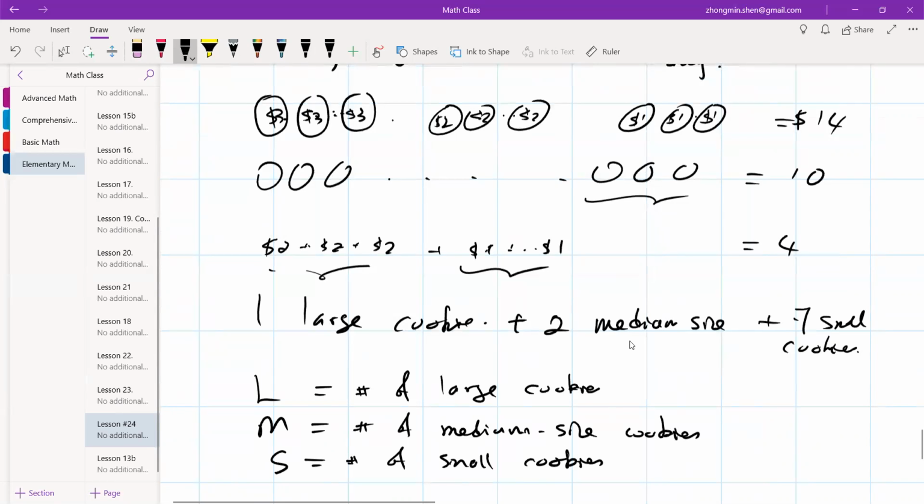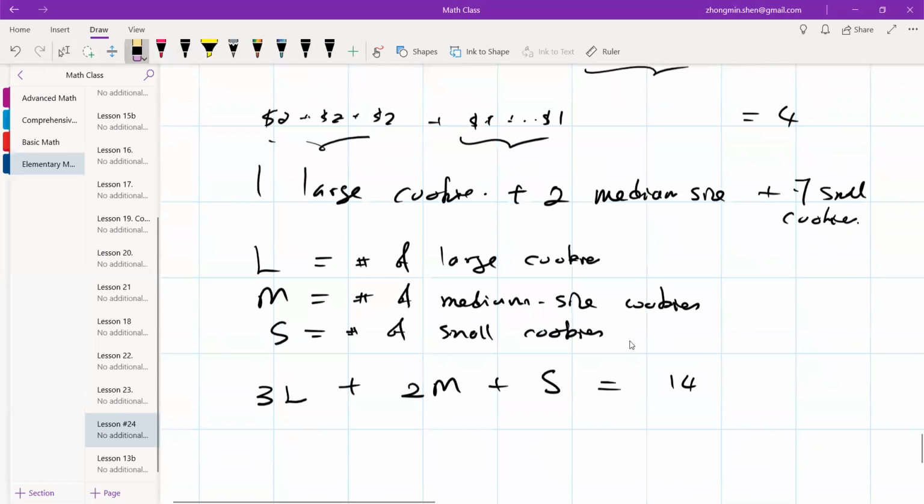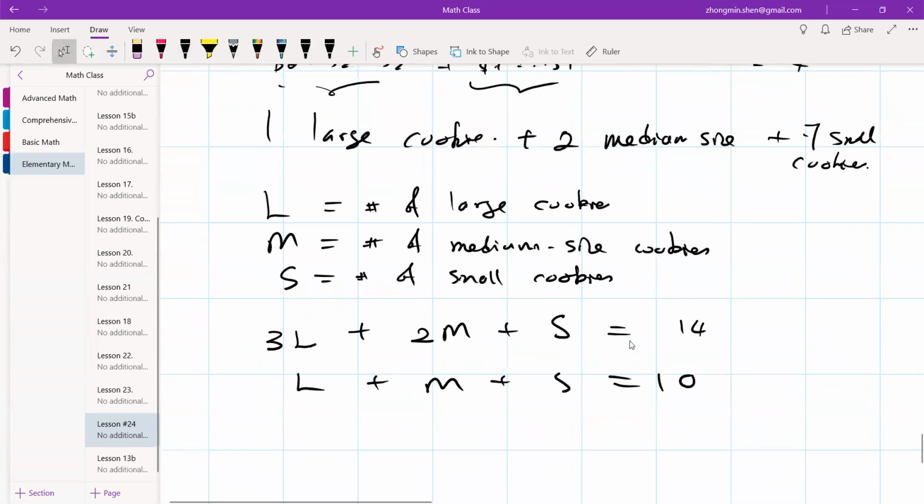Then how do you count the total? $3 times the number of large size cookies, and $2 times the medium size cookies, and the small size cookies, should equal $14. Then the total number of cookies gives me 10. In general in mathematics, if L, M, and S are not integers, you can have multiple solutions. And actually, there's a hidden equation here: they're all integers. Then it's easy. And this is like 2 equations.